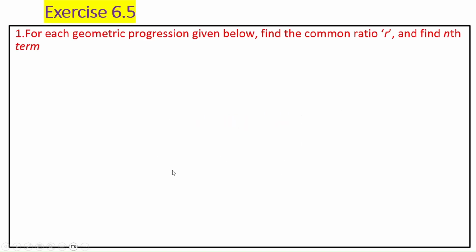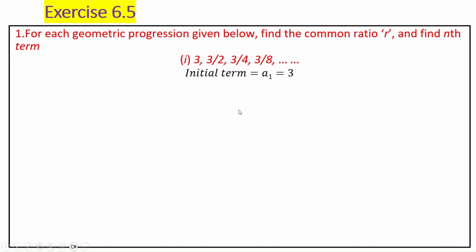Let's do exercise 6.5 in the geometric progression part. For each geometric progression given below, find the common ratio r and the nth term. The first one is 3/2, 3/4, 3/8. Obviously, the first thing we should do is find the common ratio.